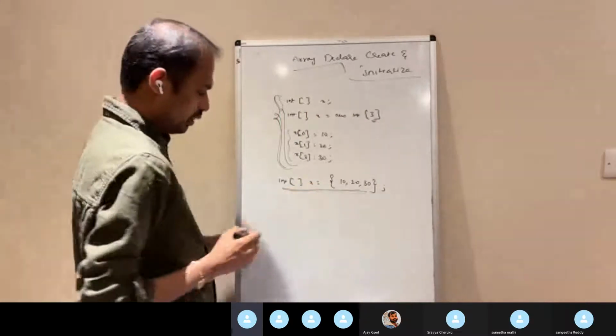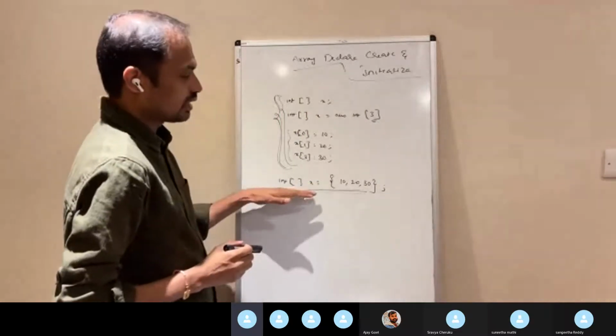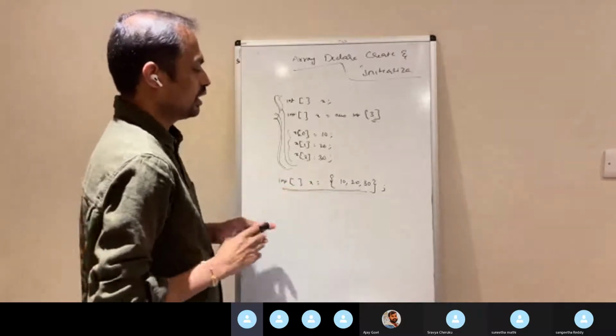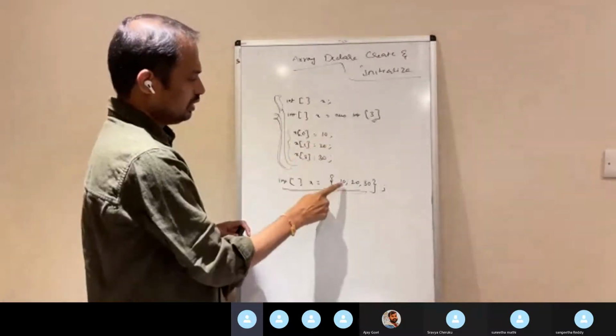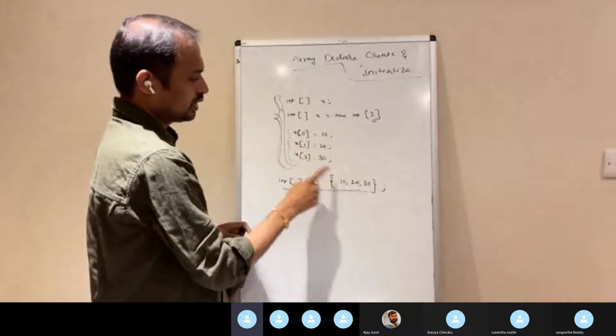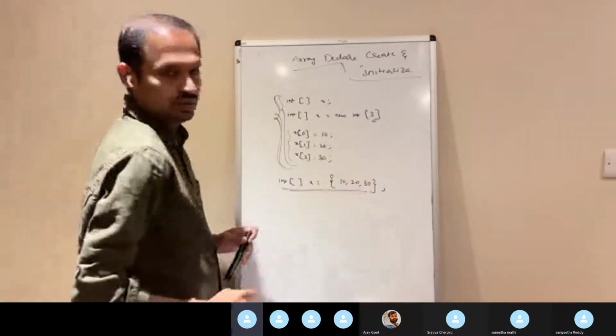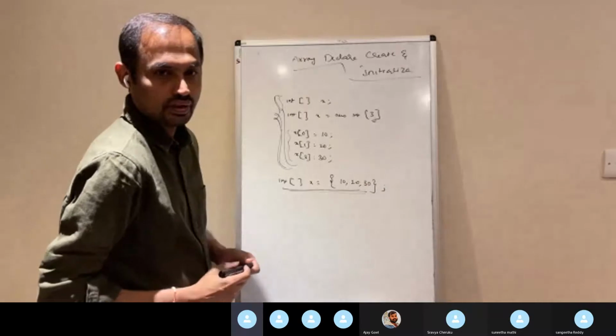Okay, how are we going to declare an array? We can declare like this. If I declare like this, you should assume that x of 0 is 10, x of 1 is 20, x of 2 is 30. Okay, have you got it?